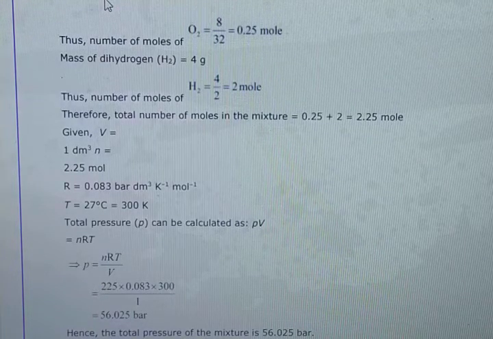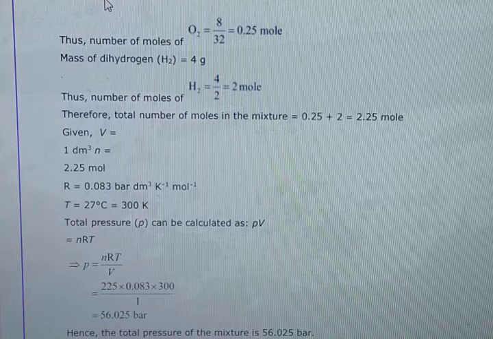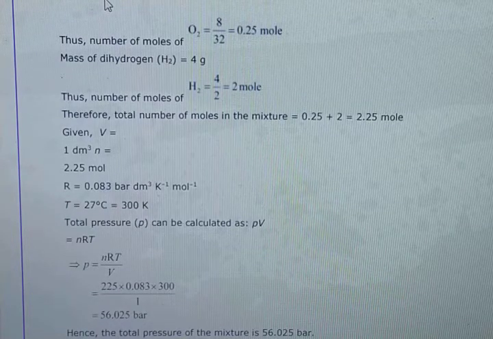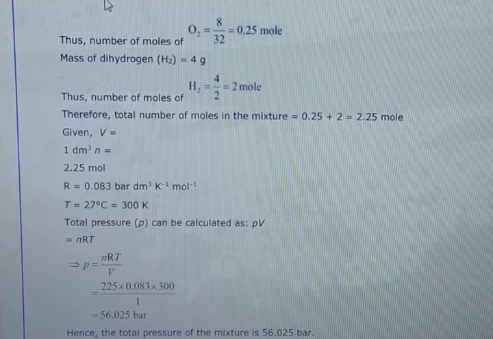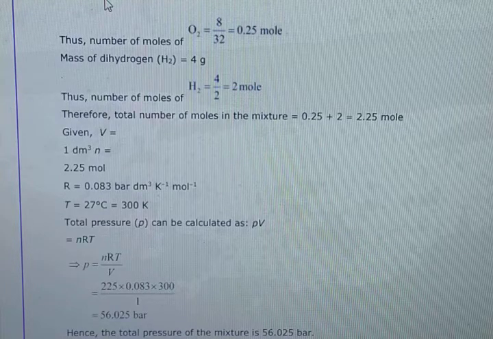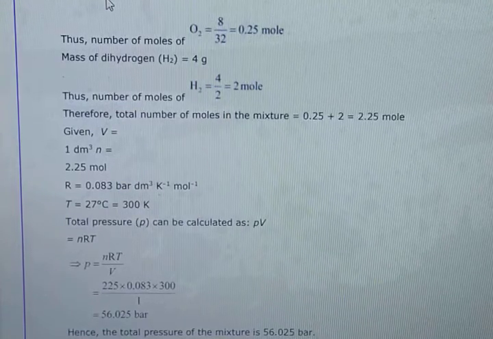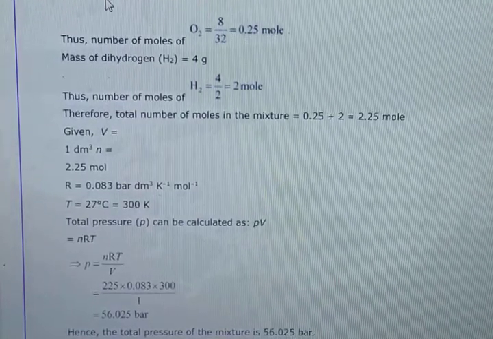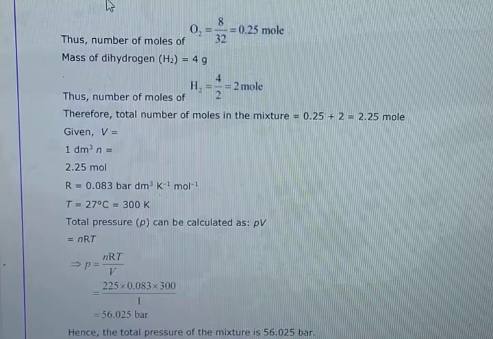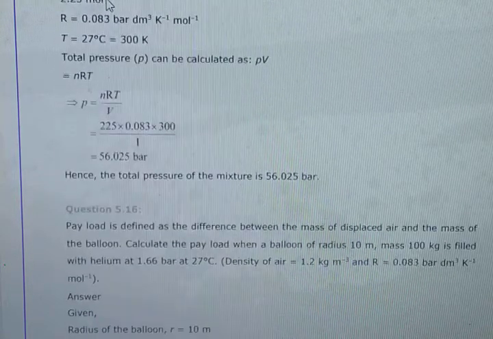Given V1 is equal to 1 decimeter cube, n1 is equal to 2.25 mole, R means universal gas constant 0.083 bar decimeter cube per Kelvin per mole. Temperature 27 degrees Celsius, that is 300 Kelvin. Now total pressure can be calculated as PV is equal to nRT. So P is equal to nRT by V. By putting the values, 2.25 into 0.083 into 300 upon 1, that is 56.025 bar pressure. Hence the total pressure of the mixture is 56.025 bar.